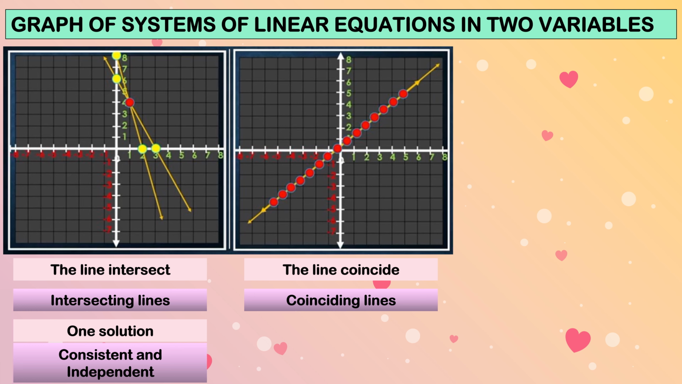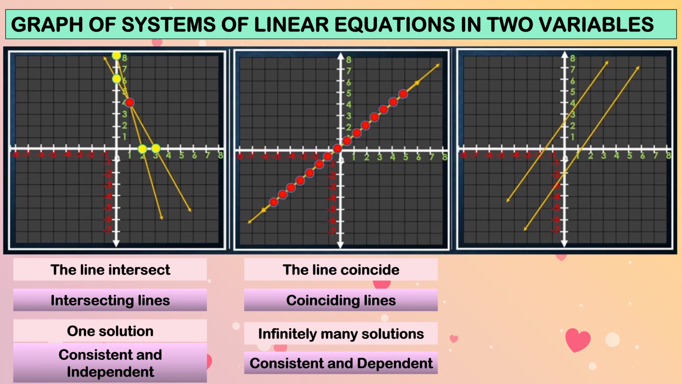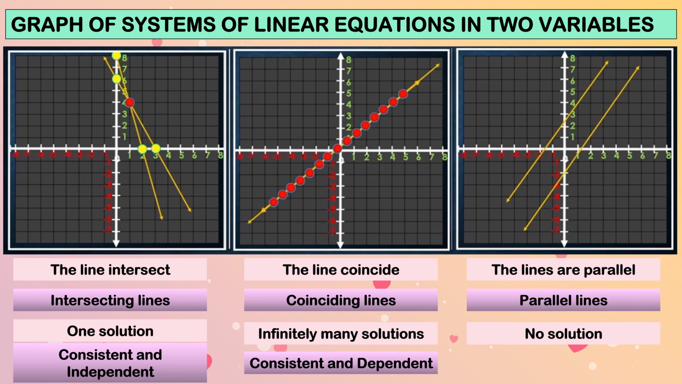Okay? If there are infinitely many solutions, that system is consistent and dependent. The third graph shows that the lines are parallel, and parallel lines don't have any point of intersection. So kung mapapansin nyo, we don't have any point of intersection here. Meaning to say, there is no solution, and that system is inconsistent.